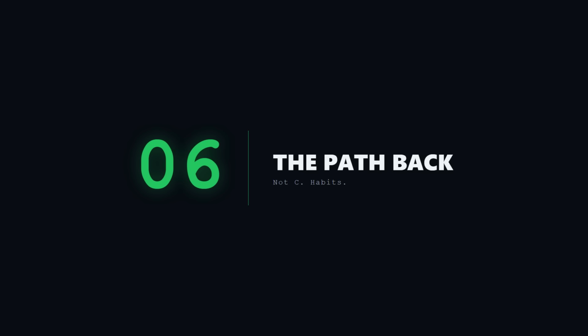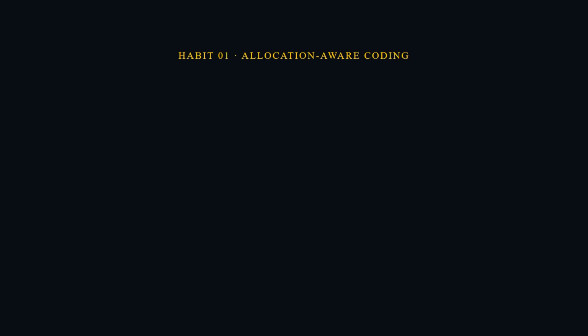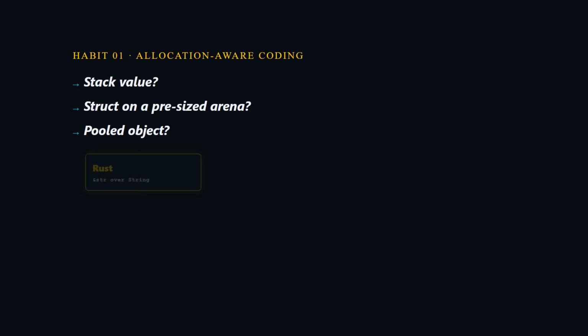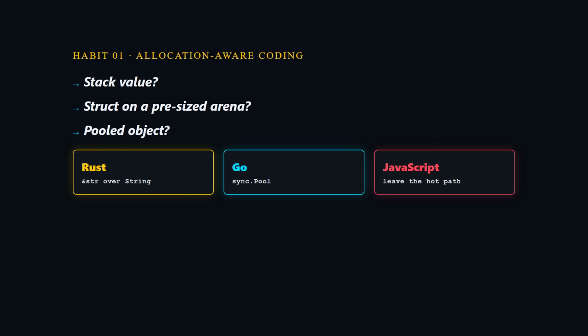The path back doesn't require you to write everything in C. It requires habits. The first habit is allocation-aware coding. Before you allocate something in a hot path, ask whether it needs to live on the heap at all. Could it be a stack value, a struct on a pre-sized arena, a pooled object? In Rust, prefer a &str over String until you actually need to own. In Go, reuse with sync.Pool. In JavaScript, honestly, leave the hot path.